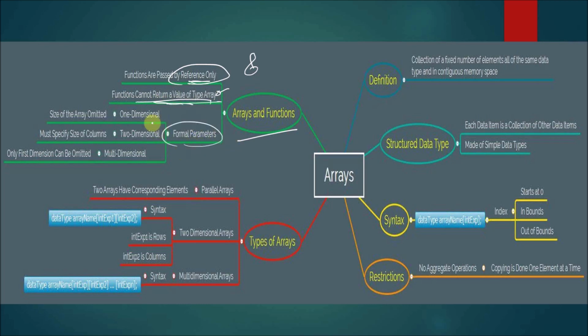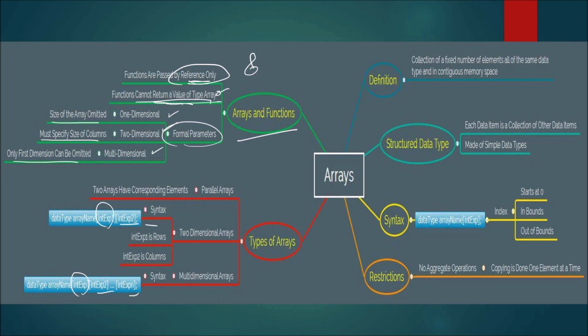In regards to formal parameters with a one-dimensional array, the size of the array is omitted. In a two-dimensional array, you must specify the size of the columns. In a multi-dimensional array, only the first dimension can be omitted. So here's our two-dimensional array. You can omit the very first row, and with a multi-dimensional array, you can omit this, but everything else must be specified in your function.